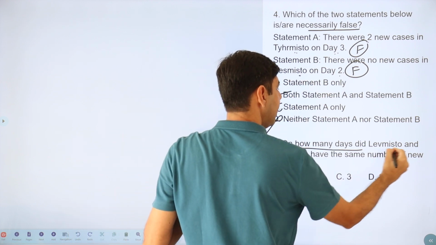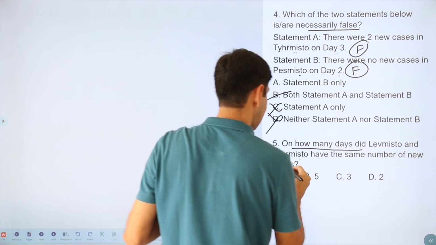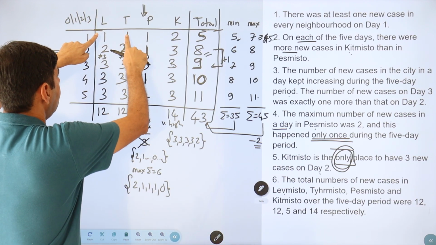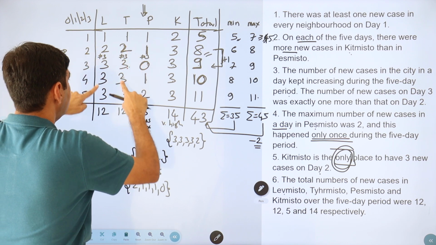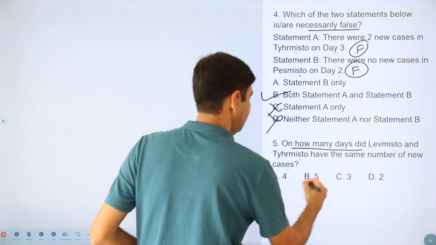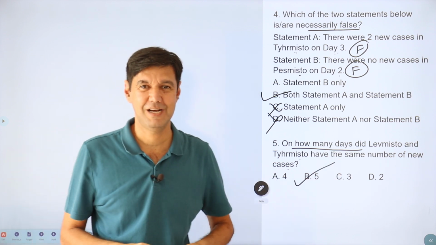On how many days did L and T have the same number of new cases? L and T, 1 day, 2 days, 3 days, 4 days, 5 days, and all the 5 days. So I should have an option like this. Yes. So did not become a tough set.